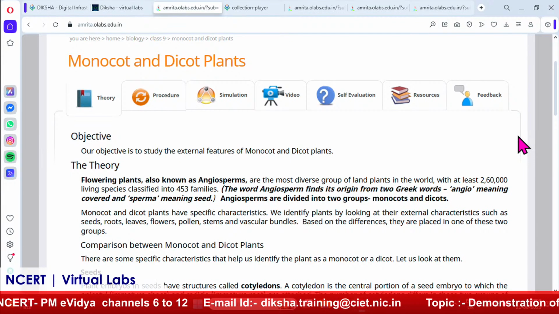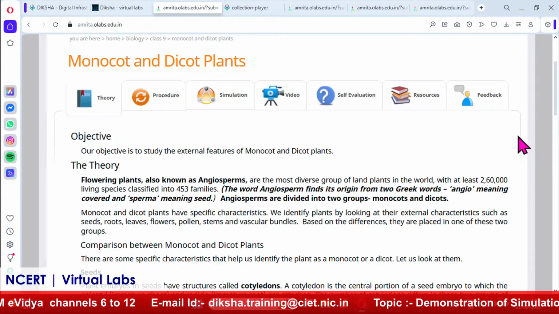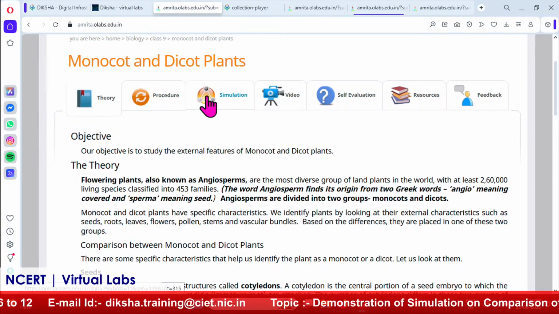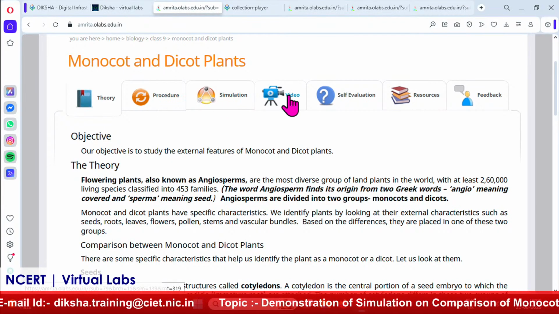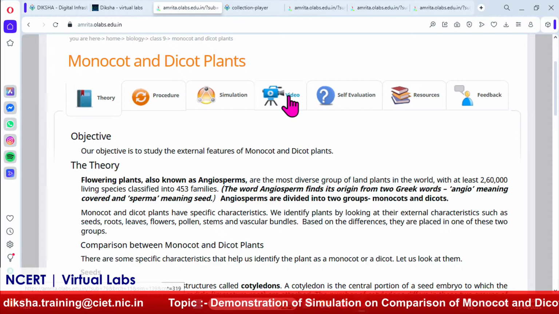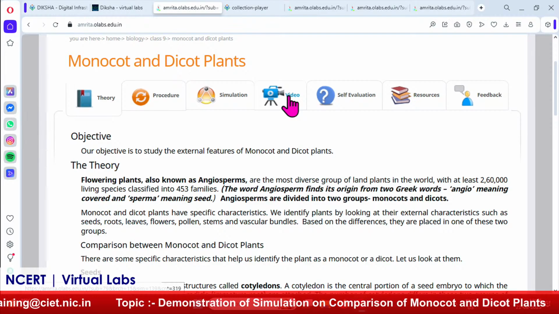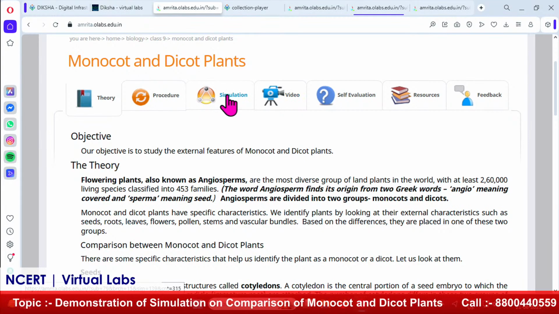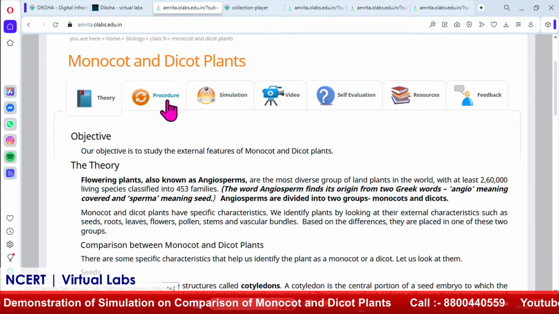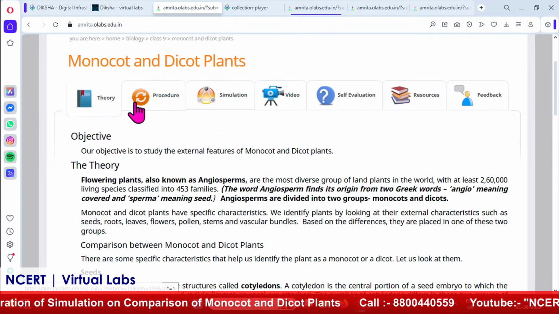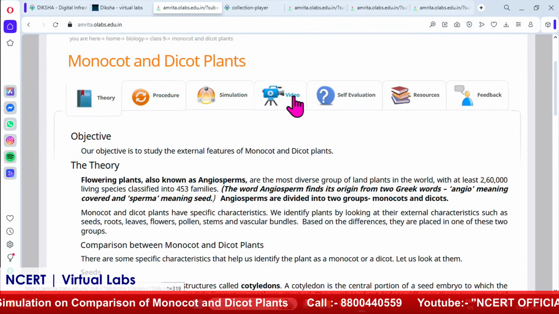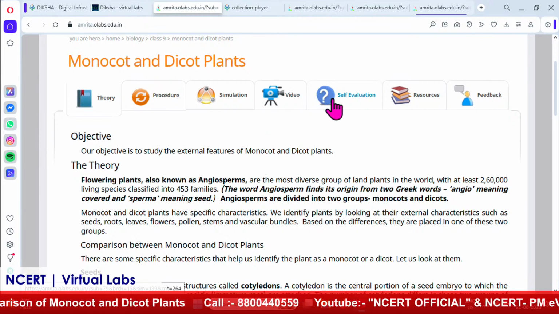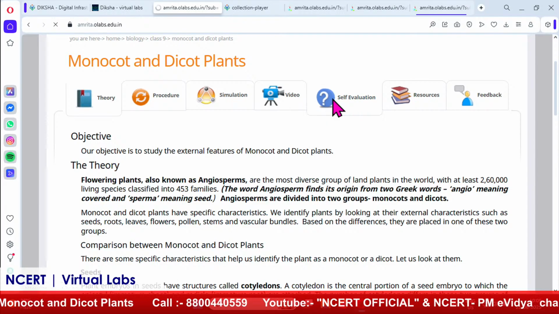Then Nidhi was asking what all resources we have with us at virtual lab. First of all we have theory, then procedure, you can watch the video also. Before performing any experiment, you should have the basic information related to that experiment, and especially in this case it will be really difficult for you to perform the simulation if you do not go through the theory. So you can go through these three resources before performing the simulation, and after performing the simulation you can check how much you have understood by performing self-evaluation.